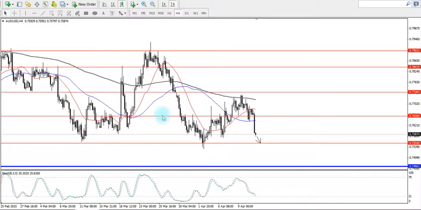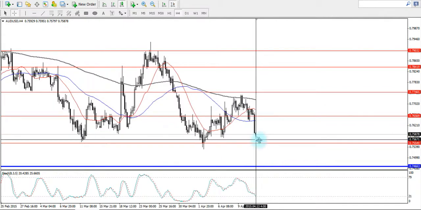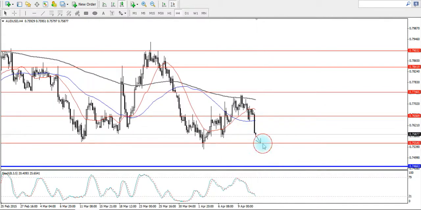We also have to take note that the Reserve Bank of Australia did not cut interest rates, this may cause their currency to continue to appreciate. So at this moment, we might be able to expect price to rebound from this key support level at 0.7554. So that's pretty much for the Aussie against the US dollar.